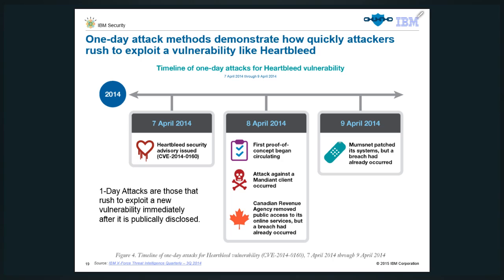But what we saw with Heartbleed is that it was announced on 7 April, and on 7 April we saw on GitHub a researcher had put out proof of concept code so that you could compile it and lob it against your web server and see if it was vulnerable. It didn't exploit anything in particular. It just told you whether or not it was vulnerable to the Heartbleed vulnerability. The next day we saw exploits in the wild, and in fact the Canadian Revenue Agency had to remove public access because it had been compromised as a result of Heartbleed. So 7 April, and then by 8 April and 9 April, we started seeing sites being compromised.